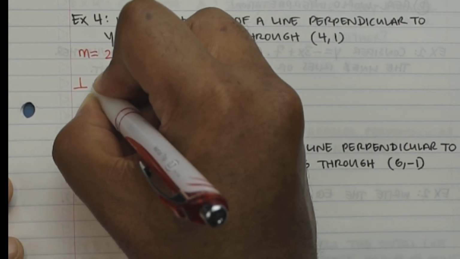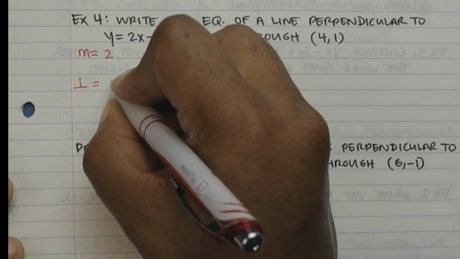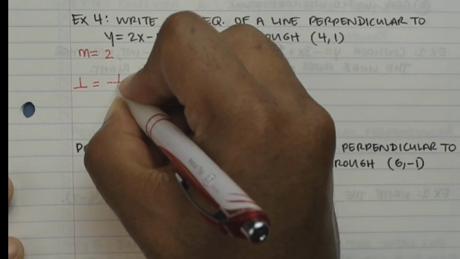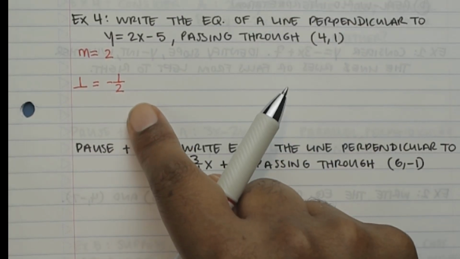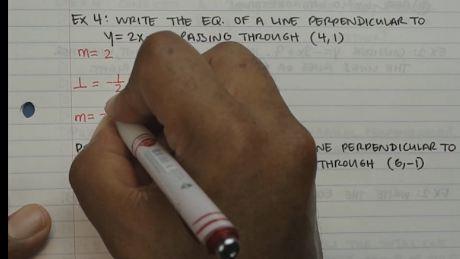This is the symbol for the perpendicular. So the perpendicular slope would be negative 1/2. So the perpendicular slope is m equals negative 1/2.